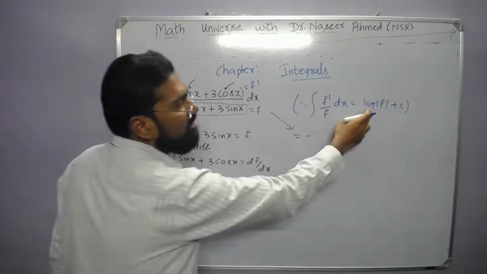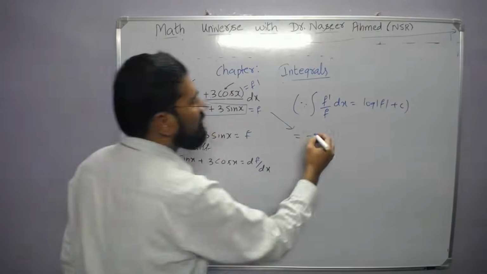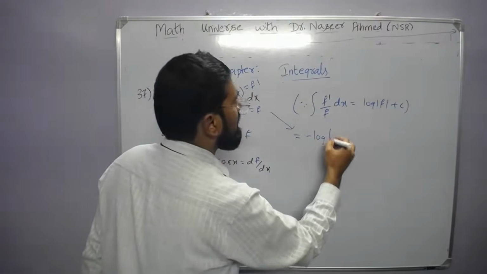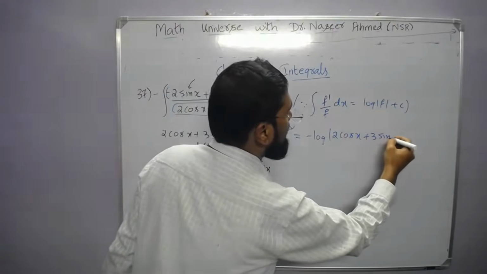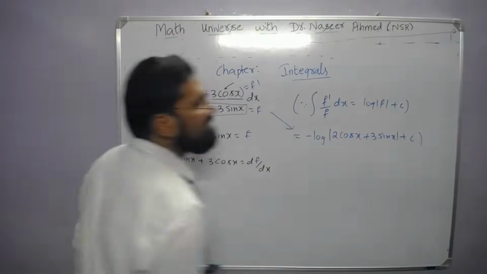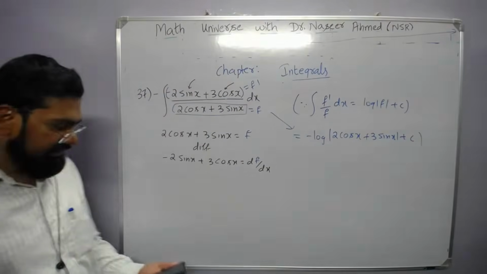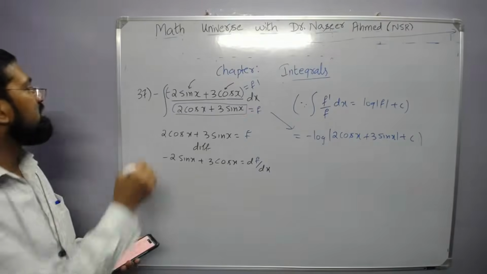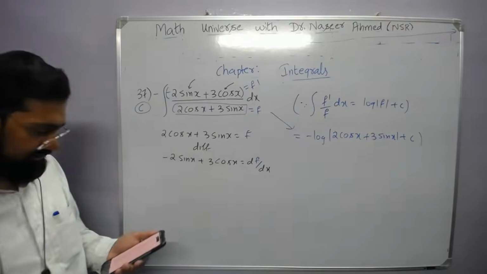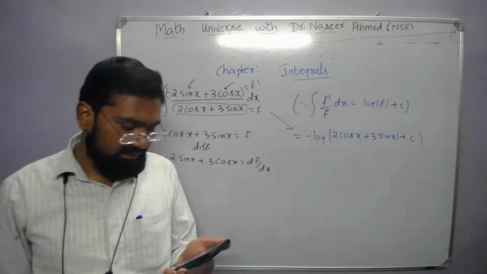So as what? Log of the function, log of the denominator. So log of the denominator, that is log of 2 cos x plus 3 sin x plus c. Is this clear? In no time we have got the answer. That is in option C. Option C is correct. Okay.